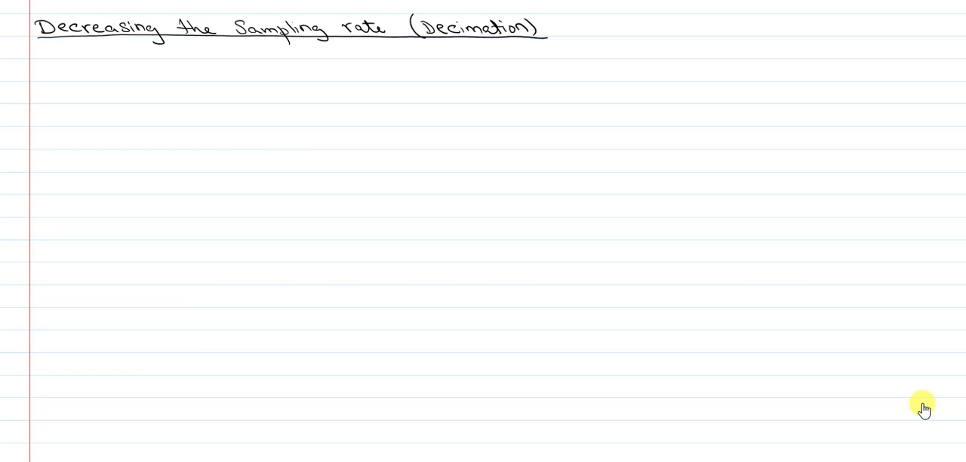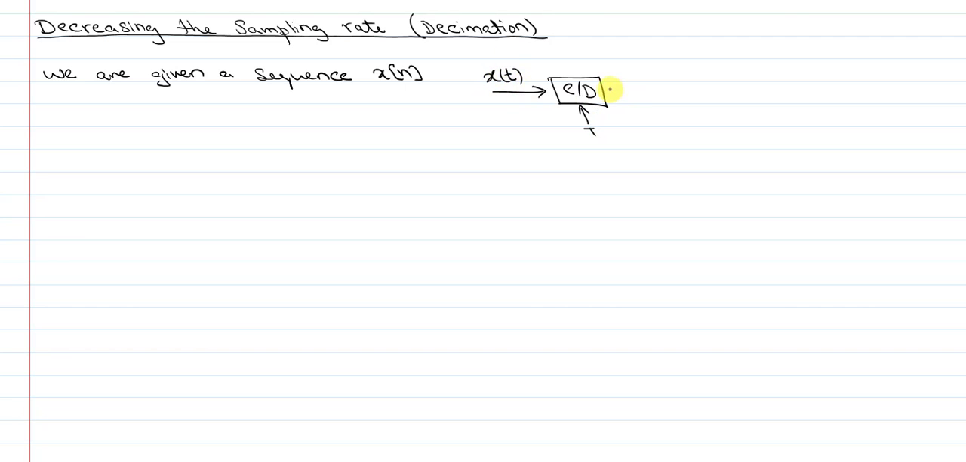In this video, we want to understand what happens when we do downsampling. So the assumption is we are given a sequence x[n], and this sequence came about by sampling a continuous time signal x(t) using sampling time T, and we got x[n].